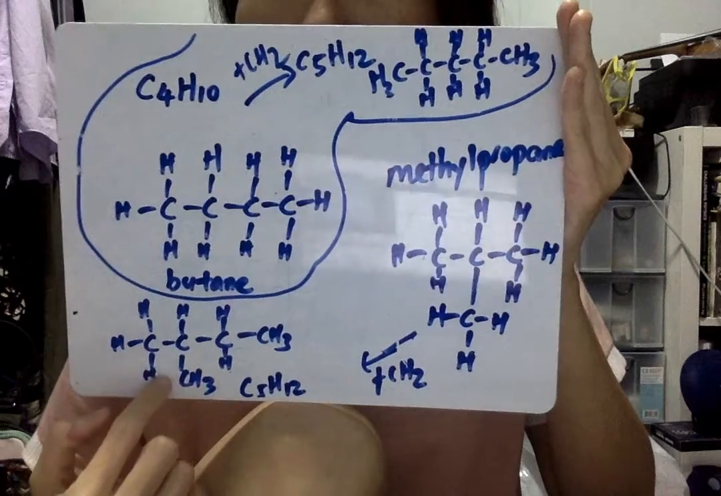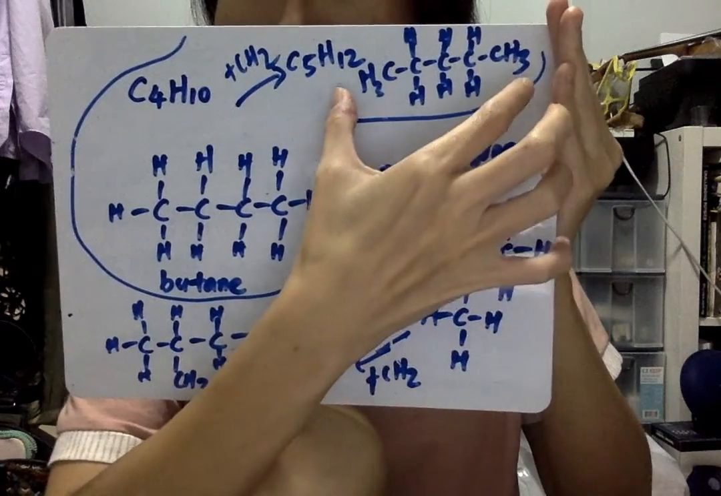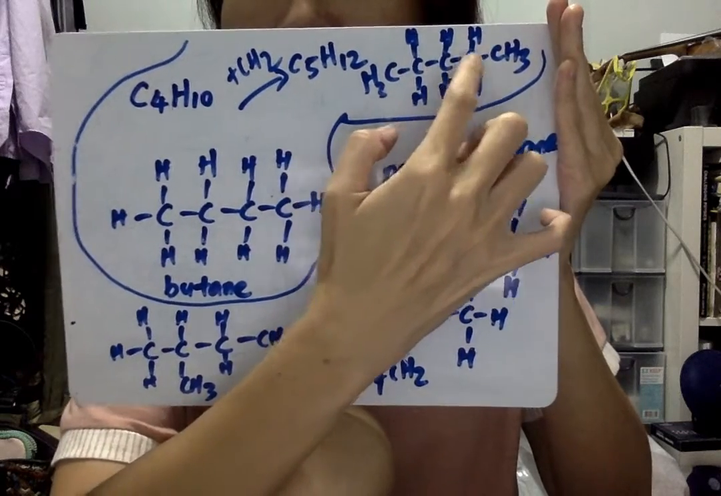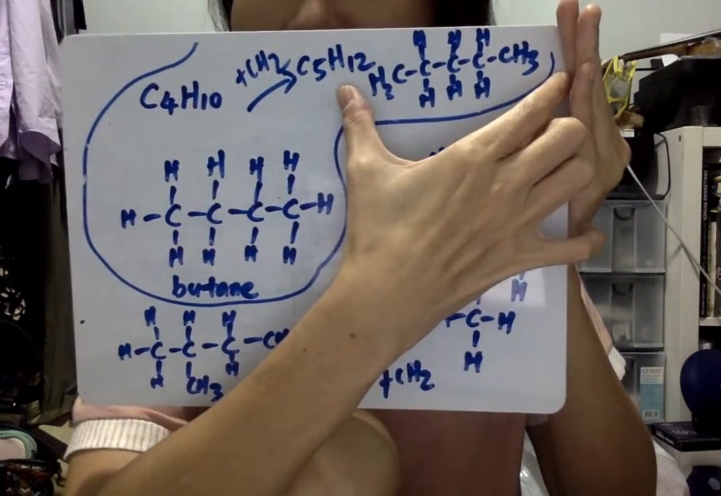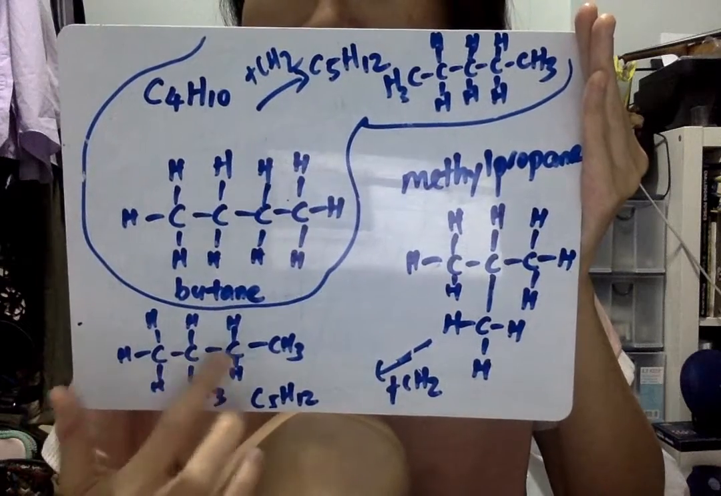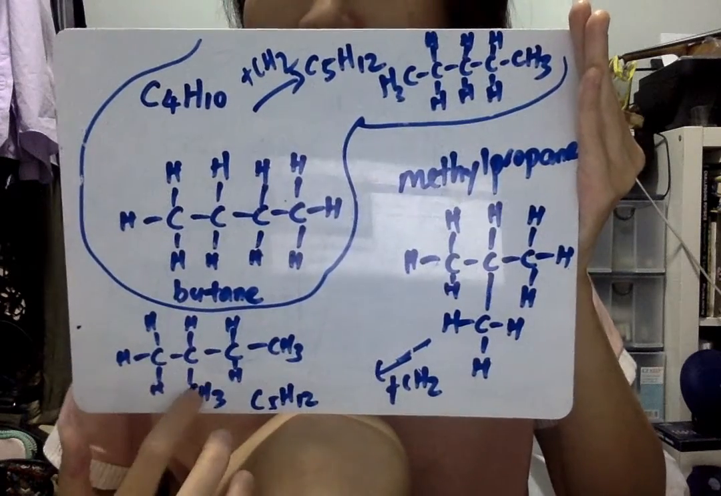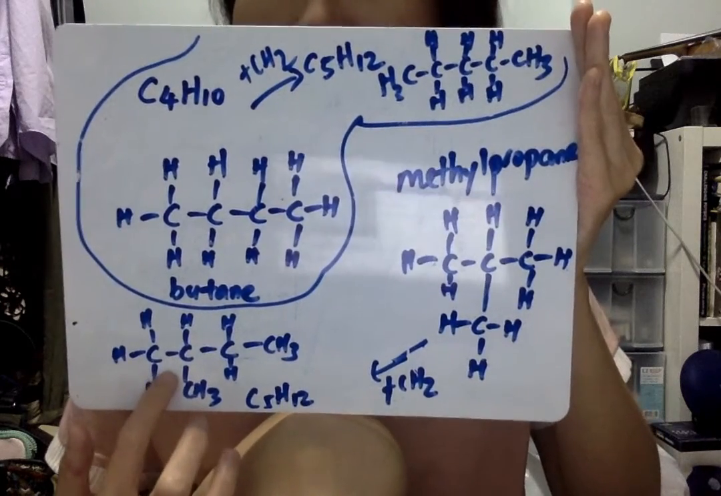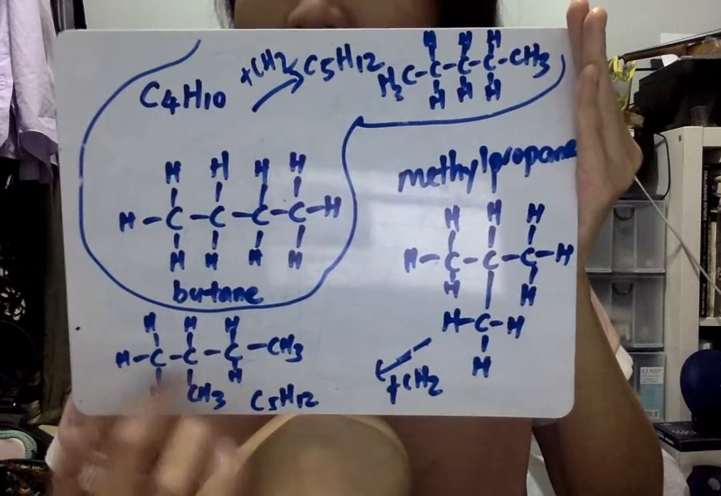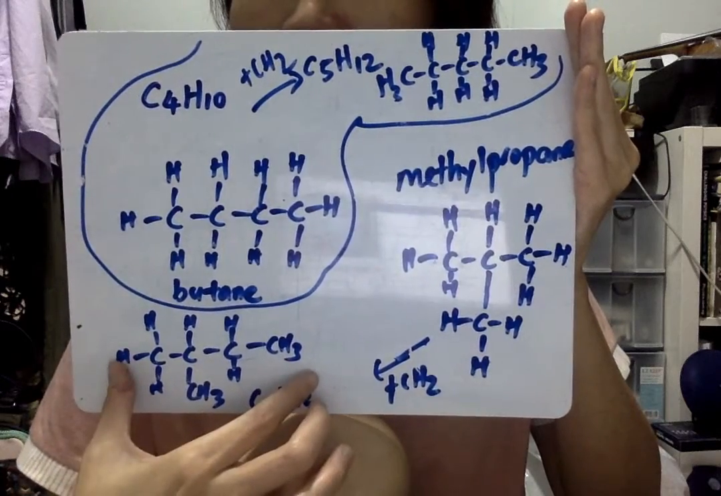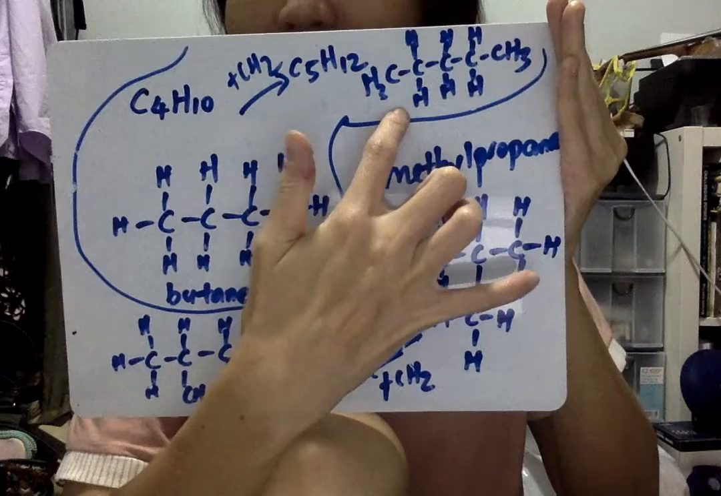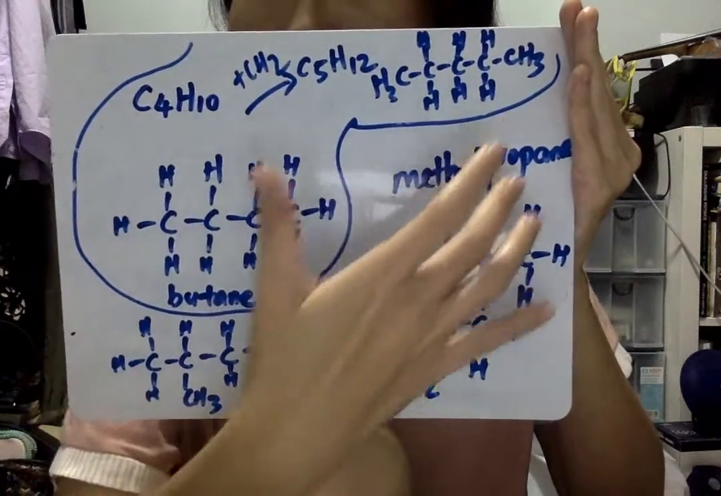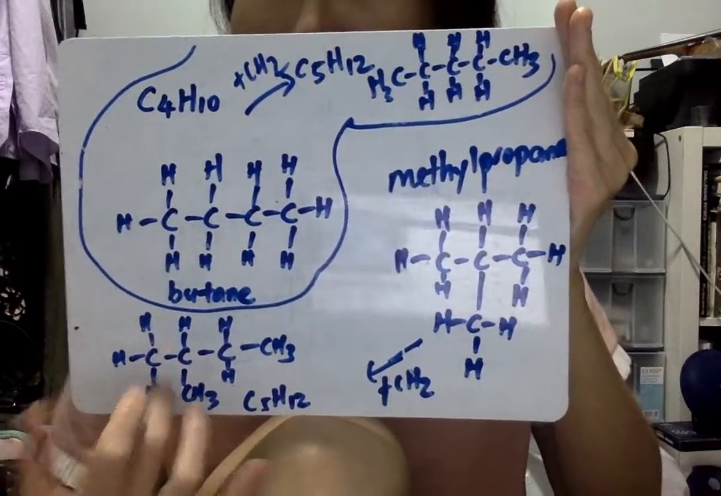This and this are also isomers because if you look at the nomenclature, this is n-pentane. The parent chain is 1, 2, 3, 4, 5. It's made up of 5 carbon atoms. This one, the parent chain is 1, 2, 3, 4, so it's butane, but with the methyl group sticking out from the second carbon. So this is 2-methylbutane. This is n-pentane. So I've proven to you that the empirical formula is the same for these two isomers.